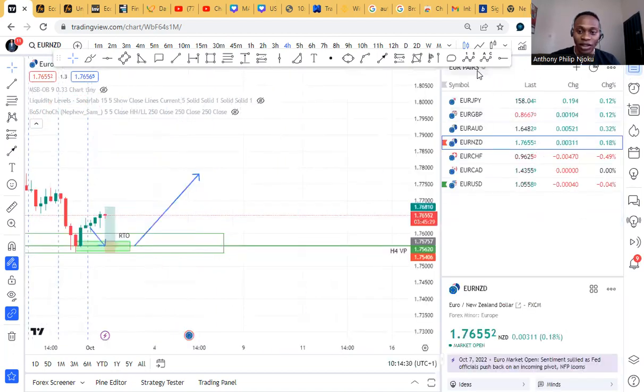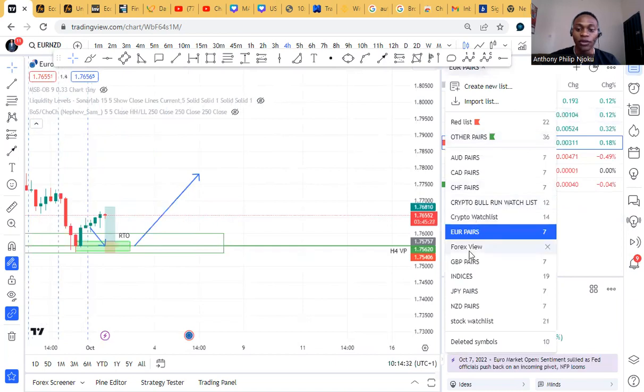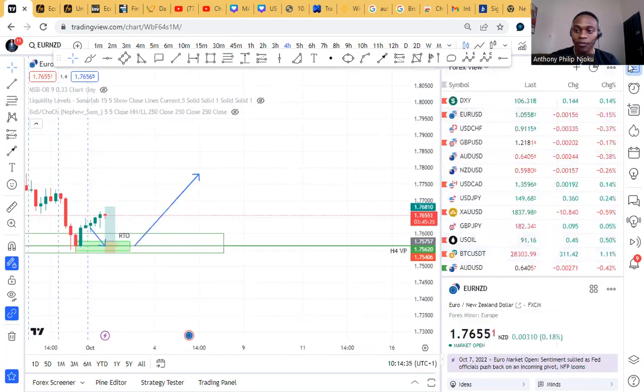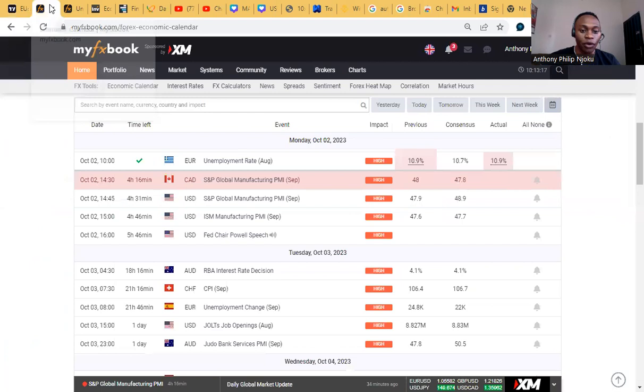It's not a signal, but we're just giving you guys the directional bias of the market. By 2:45, we have global manufacturing PMI for the dollar as well. By 3 o'clock, we have ISM manufacturing PMI for the dollar. And by 4, we have Fed Chairman Powell's speech. He's speaking by that 4 o'clock.